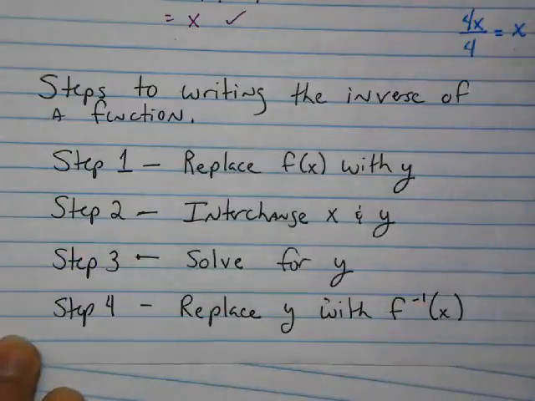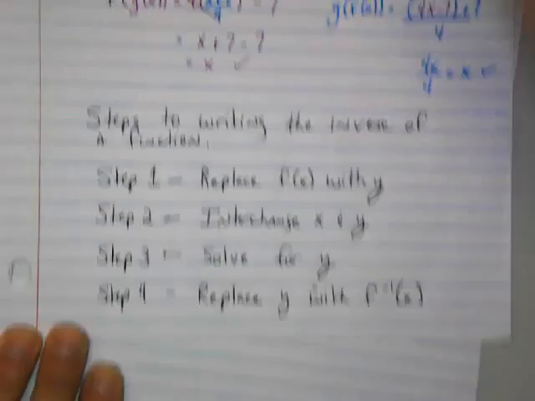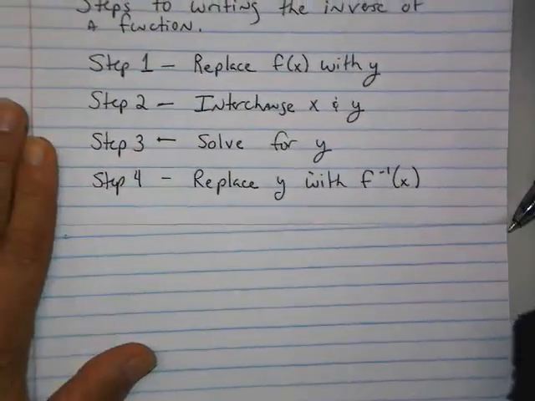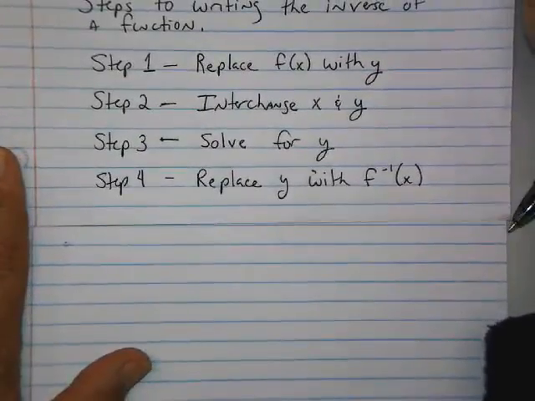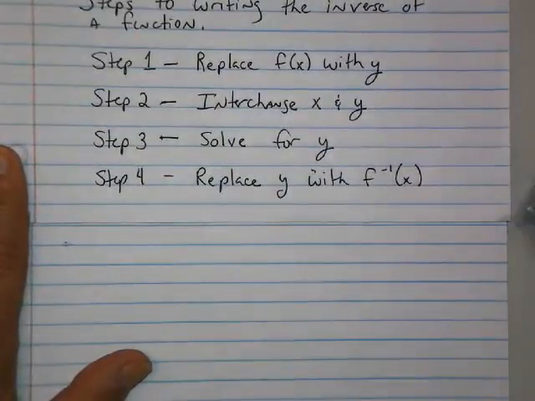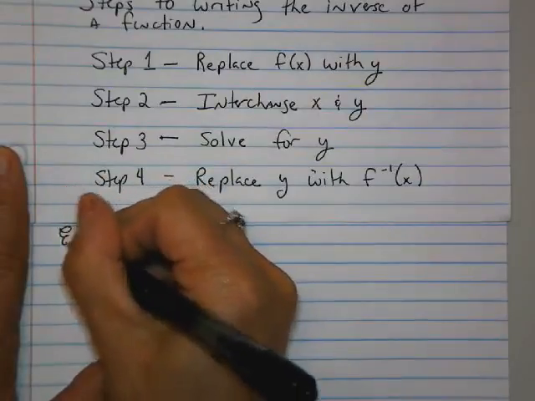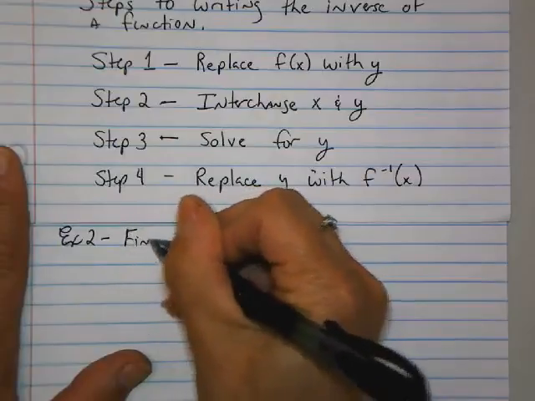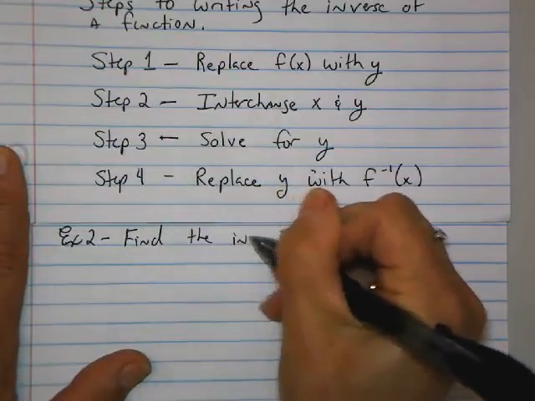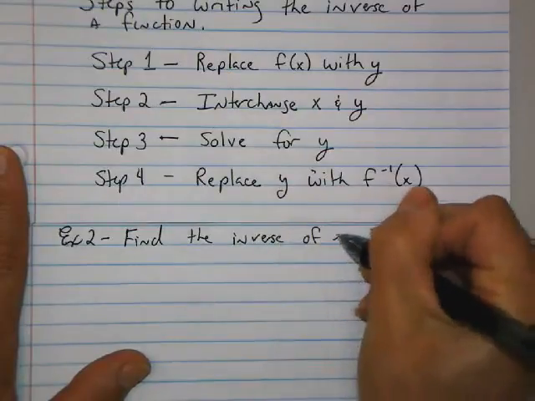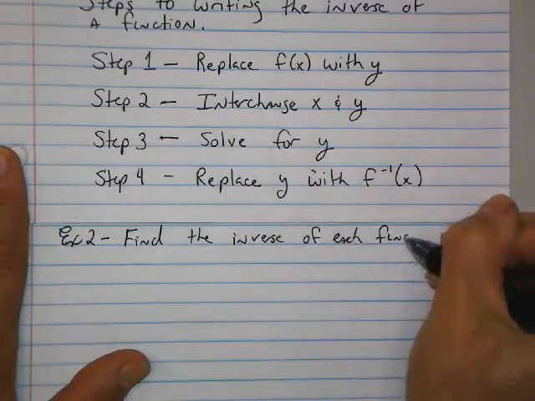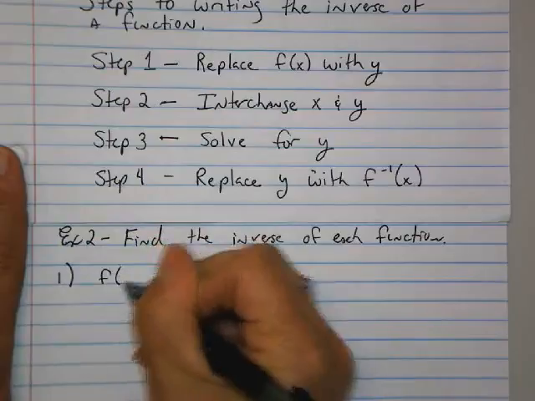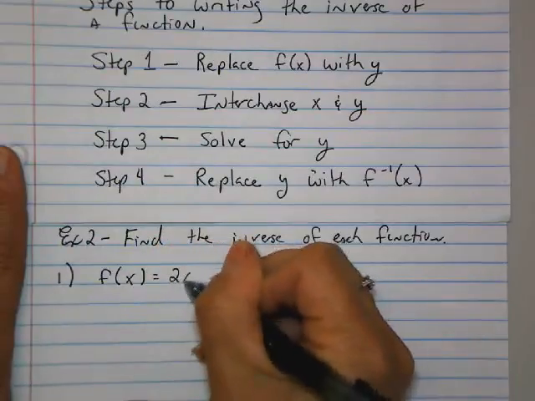And I'm going to go ahead and zoom out just a little bit on my note so that we can keep our steps as we work our first problem. Okay? So hopefully you can still see everything good. Alrighty. So example 2. Find the inverse. Alright, so we'll start off nice and easy. F of x is equal to 2x plus 7.